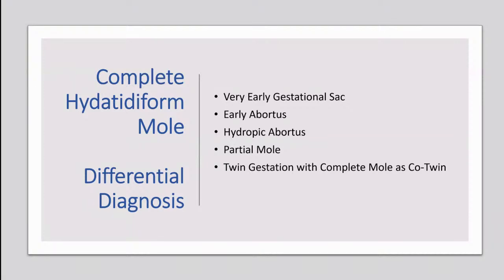Well, the most common one that we see is very early gestational sac, and I'll illustrate a couple of the cases. That's by far and away the most common consult that gets sent to us. Other possibilities include an early abortus or a hydropic abortus. Partial mole is also a diagnostic consideration. And I think the really tricky one is twin gestation with a complete mole as a co-twin.